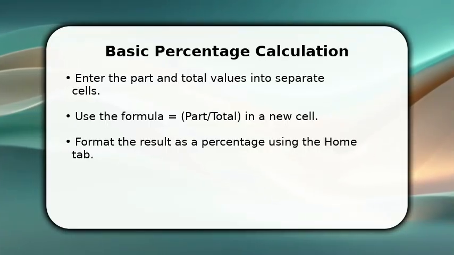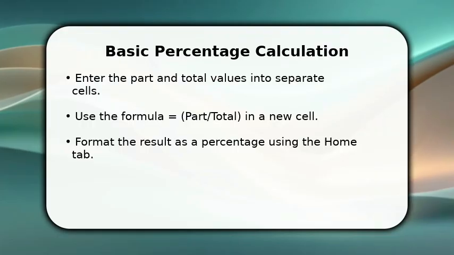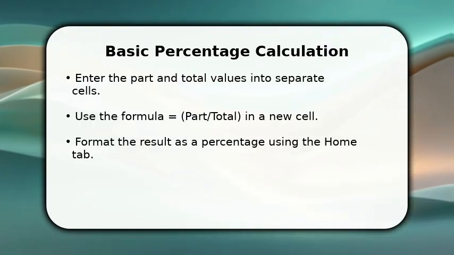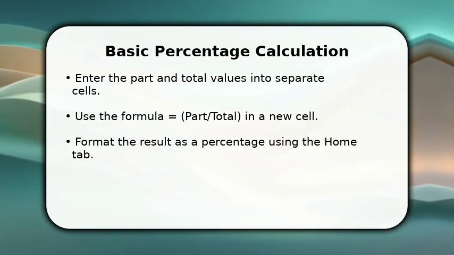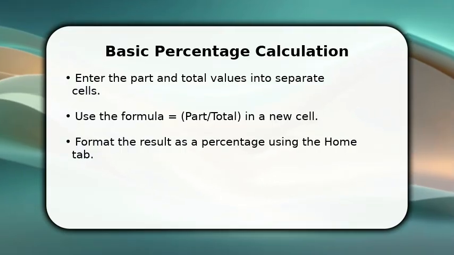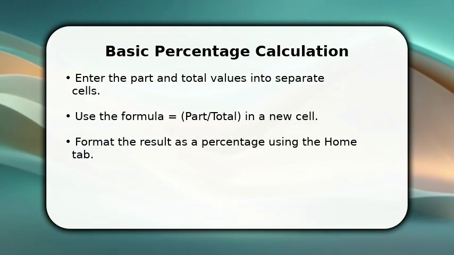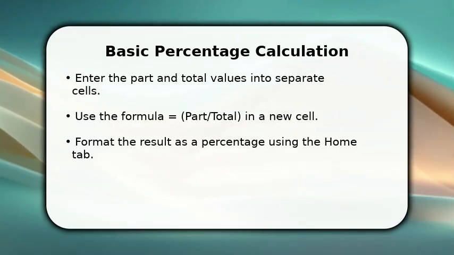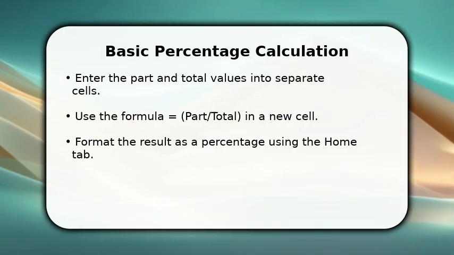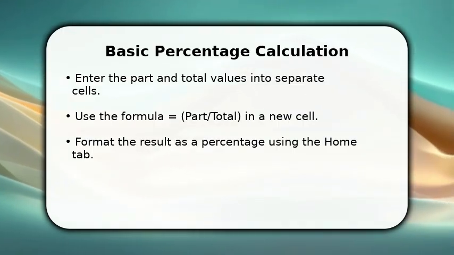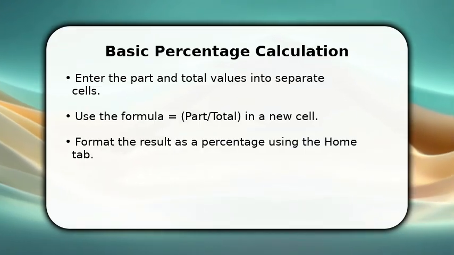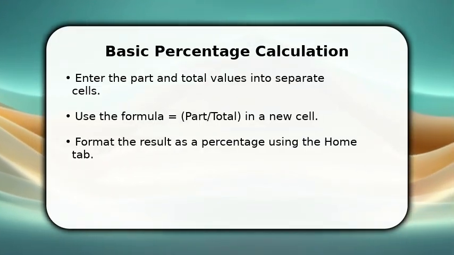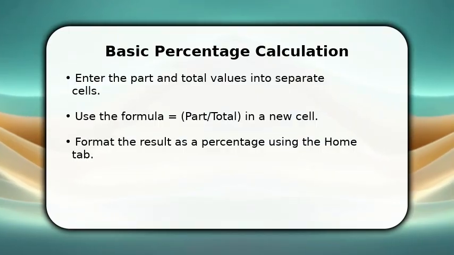In this video, I will explain how to calculate percentages in Excel. To begin, enter your part value in one cell and your total value in another. Then, in a third cell, type the formula equals part divided by total. Press Enter, and finally, format that cell as a percentage from the Home tab. It's a straightforward process for basic calculations.